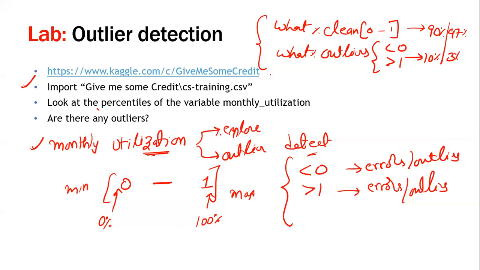I'm writing all the answers from everyone. May be correct, may not be correct. We have to check. We'll discuss the answer anyway. But as of now, I'm just writing down whatever people are telling me. Some people are saying 90% clean, 10% are outliers. Some people are saying 97% clean, 3% are outliers.